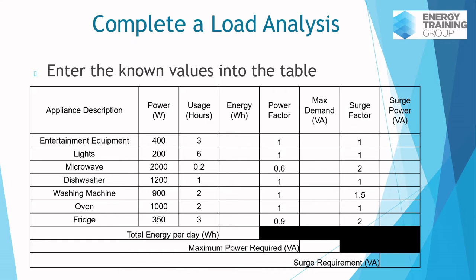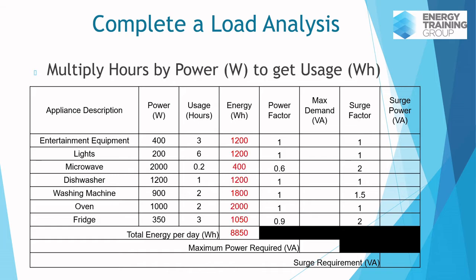So let's look at our load analysis. You can see here we've got all the customers' loads, how long they're using for, the power factor and the surge factor. The first thing we work out is the amount of energy required. When we're saying energy, we mean the amount of storage, the amount of energy that needs to be stored. To do that, you just multiply your power, watts, by the hours of usage, and you will get the watt-hour value, the amount of energy that needs to be inside the battery. So we can see here we need 8,850 watt-hours of storage.